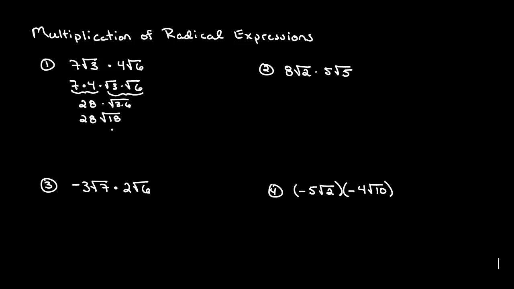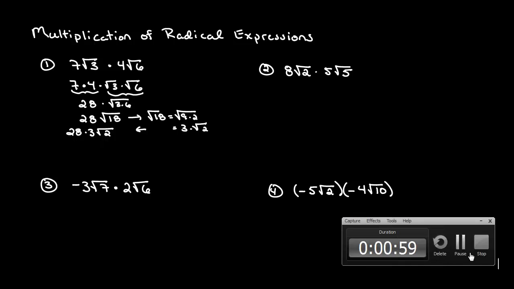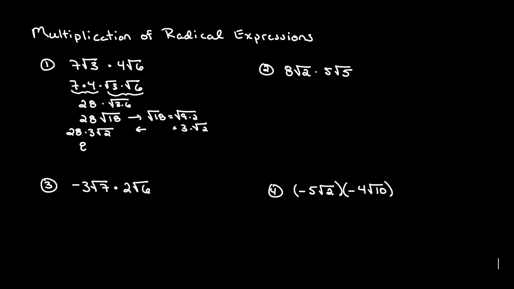Now we should take a look at the square root of 18 and see if we can simplify that. So the square root of 18 is the square root of 9 times 2. And so we can break that apart into 3 times the square root of 2. And so we'll replace that over here. And so we've got 28 times 3 times the square root of 2. And let's go ahead and do that multiplication out. So we've got 84 times the square root of 2.